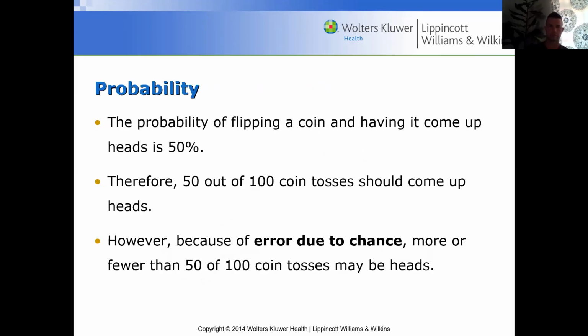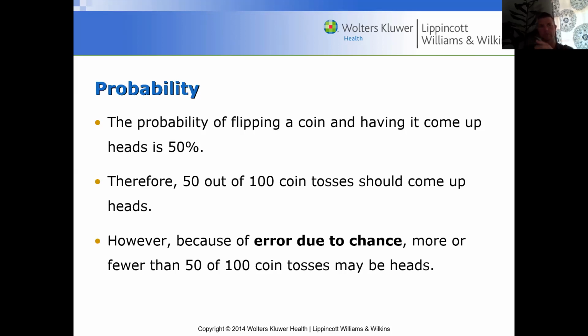All right. So probability of flipping a coin, having it come up heads is 50%. Therefore, 50 out of 100 coin tosses should come up heads. However, because of error due to chance, more or fewer than 50 of 100 coin tosses may be heads, right? So again, just because you have a 50-50 chance doesn't mean that 50% of the time exactly it's going to happen, right?